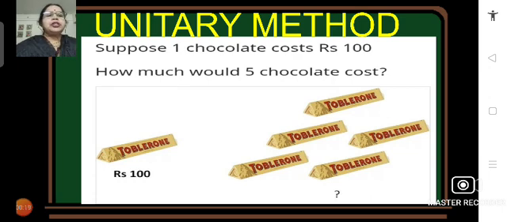Suppose one chocolate costs rupees 100, how much would 5 chocolates cost? Sometimes we face these problems in our real life. So one chocolate costs rupees 100. So what will be the cost of 5 chocolates? It will be 100 into 5, that means 500.